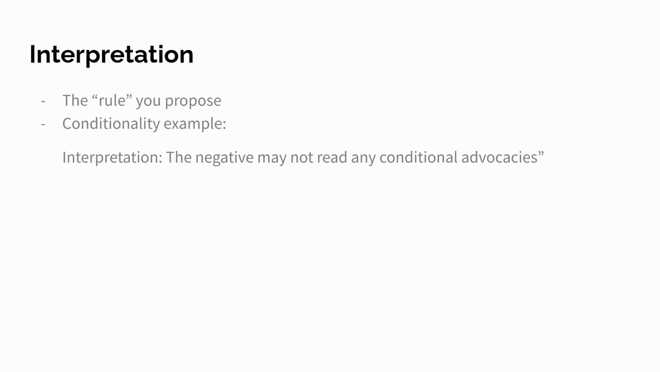The interpretation is essentially the rule or model of debate that you propose. Basically, with conditionality, it would look like interpretation, the negative may not read any conditional advocacies. Conditionality being that the negative debater gets the ability to drop or kick out of certain advocacies, specifically solvency advocacies like a counterplan or the alternative of a critique, etc. And this interpretation basically says the negative may not be able to kick out, they may not be able to drop it from the flow and have to engage in it or whatnot.